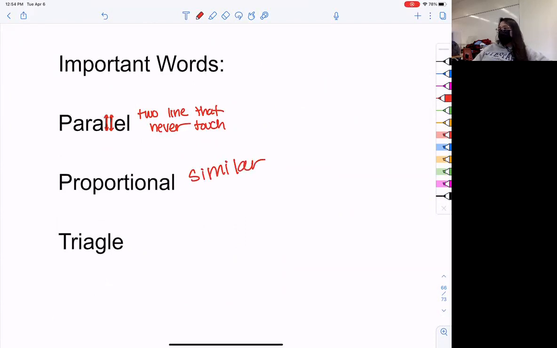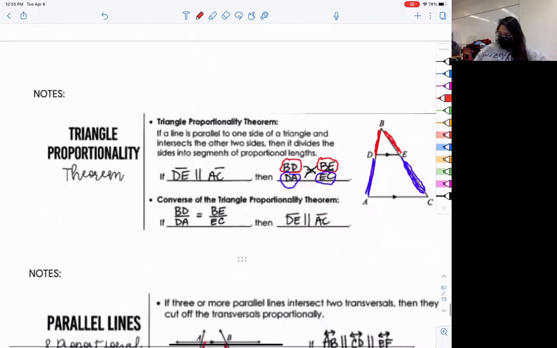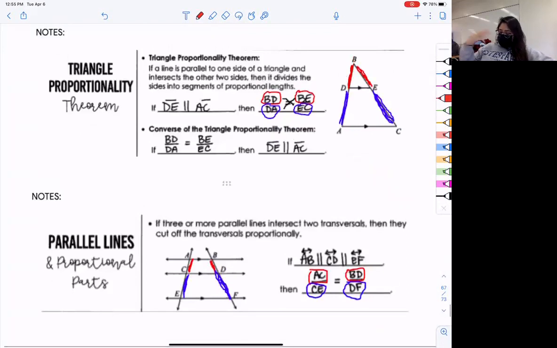And what's a triangle, Gabriel? A triangle is a three-sided shape. Well, look at the screen. All right, for today, we're going to look at these examples. Triangle proportionality. So remember these two lines, they mean parallel.